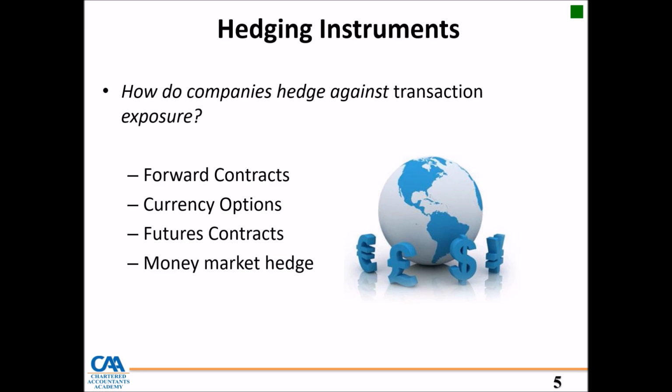I'll take that one again. So if I'm to use a money market hedge, what do I do? I'm due to receive 500,000 in 3 months' time. So what do I do? I borrow funds in the United States of America.